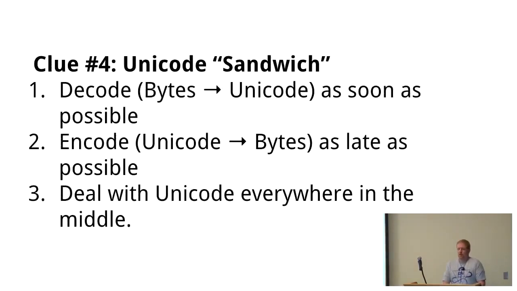The next clue to deal with encoding and decoding is, I didn't come up with this term, it's called the Unicode sandwich. Basically, you want to decode from bytes to Unicode as soon as you can, and deal with Unicode throughout your program, and then only encode it to bytes at the very end when you're outputting it to somewhere else. Fun fact, when I was writing this slide, I had encode as the first one from bytes to Unicode. I told you I get it screwed up, and I just caught it like an hour ago.